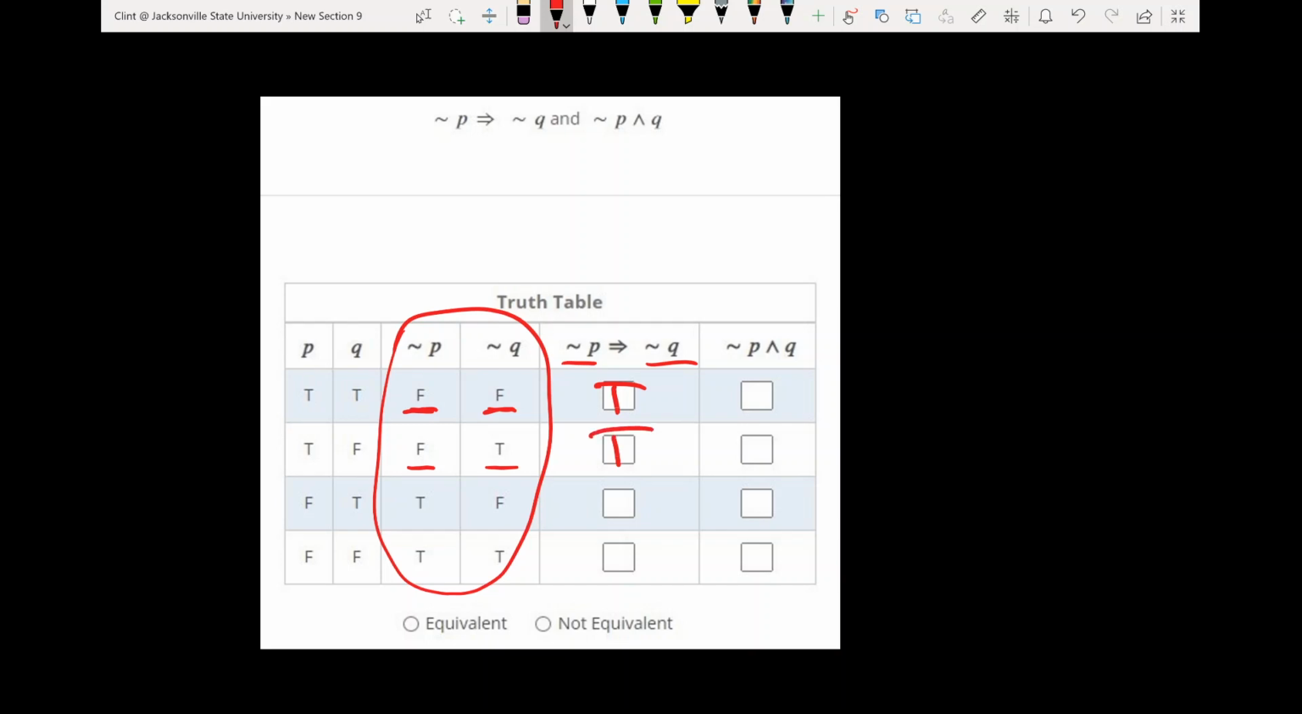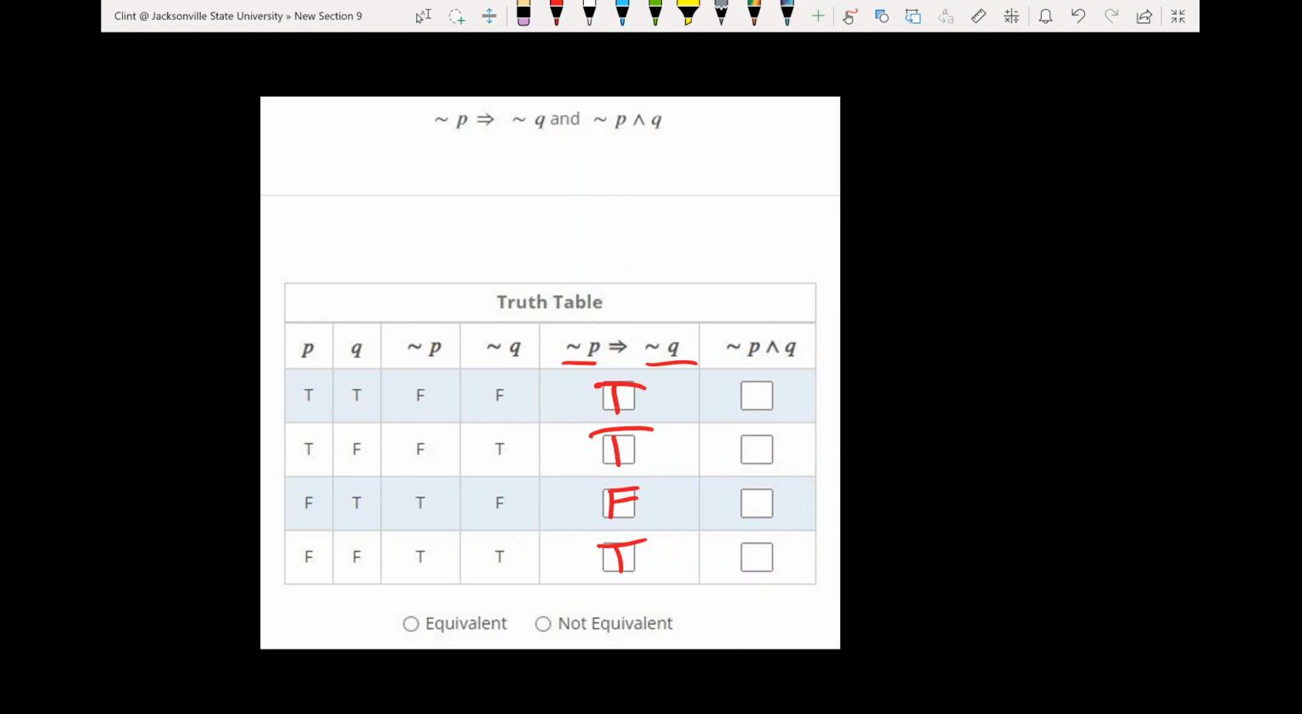And the next one, this third row, is the only time we're going to get a false because the first part is true and the second part is false. That's what gives us a false on an if-then statement. And on the last one, true, true, is going to be true. So if-then statements are a little trickier. You've got to get the rule down. Remember, the only time an if-then is false is if the first part is true and the second part is false. Otherwise, it's true.